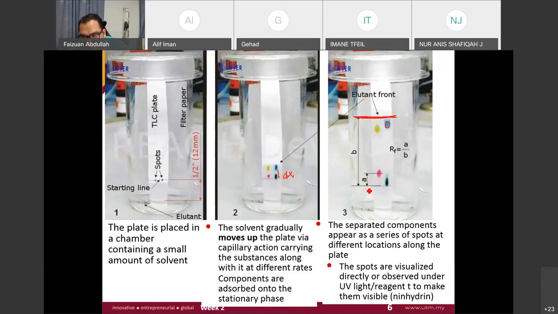For example, at the beginning we put the sample here, and now we can see the pink dot appear here. So this is the distance between the baseline where we put the sample and the first component, the pink component, that appeared. So the distance is dx, all right? We can also use another symbol, A. The distance between the baseline and the eluting front that we have put here is B. So that is ds, all right? So Rf is equal to A divided by B, that's all, right?